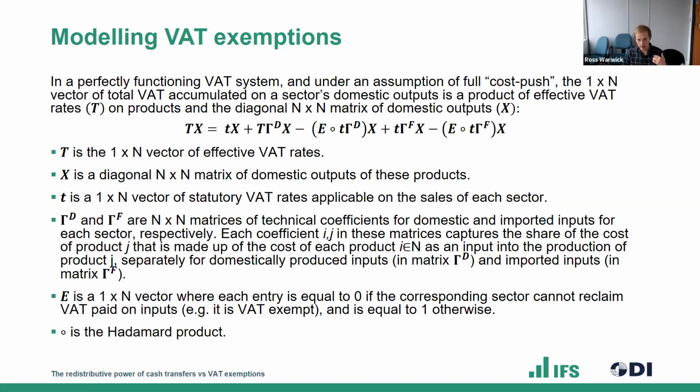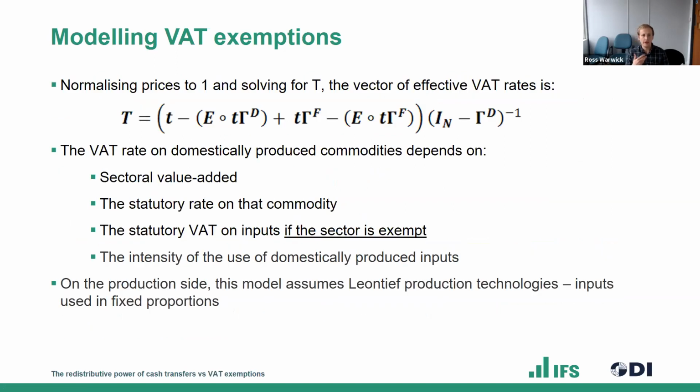sector's domestic outputs. Now, if we rearrange this, normalize prices to 1 and solve for T, the vector of effective VAT rates, we get the following equation. What this says is that the effective VAT rate on domestically produced commodities is going to depend on a range of factors. Firstly, on sectoral value added. That makes intuitive sense. It's a value added tax. It's going to depend on the statutory VAT rate charged on that commodity. Again, very intuitive. If the sector is exempt, it's going to depend on the statutory VAT it pays on its inputs. Again, very intuitive. And then finally, it depends on the intensity of a sector's use of domestically produced inputs. That is what's coming in this last term here.